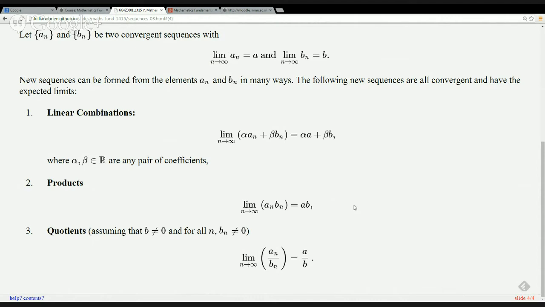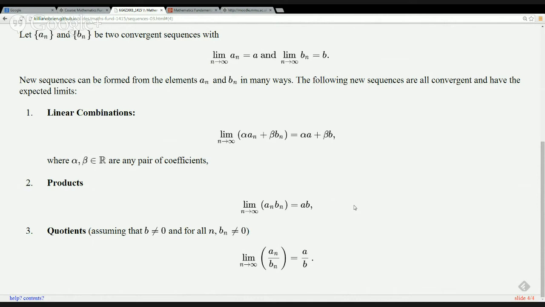the absolute value of the difference up here and rephrase it in terms of the absolute value of an minus a and the absolute value of bn minus b, okay? Because those are the two things that we can control. Because we know an converges to a, and we know bn converges to b. So we know how to make these two quantities small. We can make these two absolute differences small.